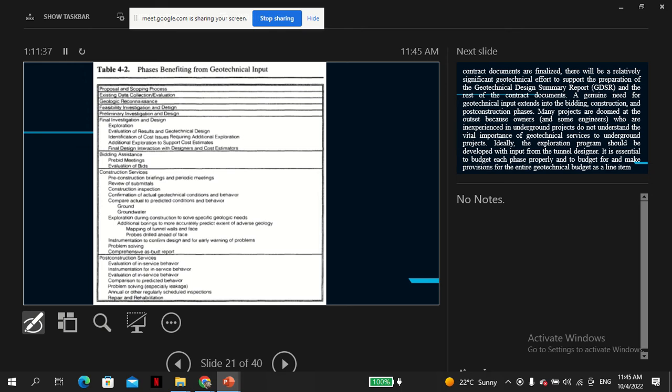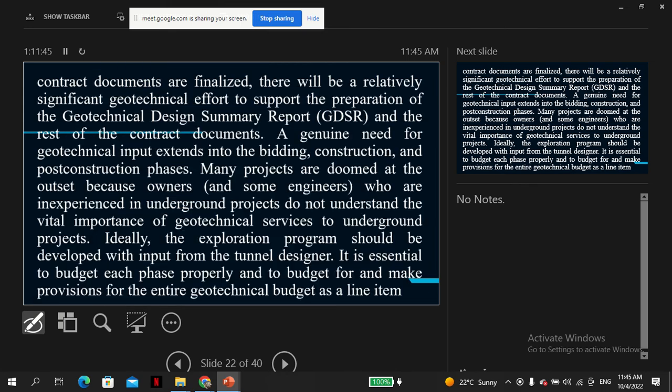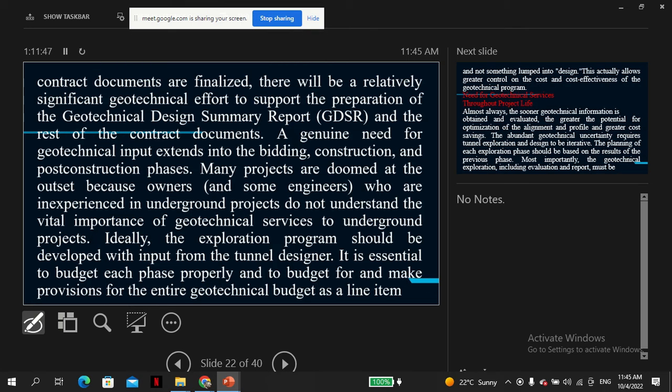Now this is the table that shows you the level of geotechnical input. And this is important even for you students, because of course, the reason why you study this is that it is a career subject for you. So when you get out there, we expect you to be writing reports.